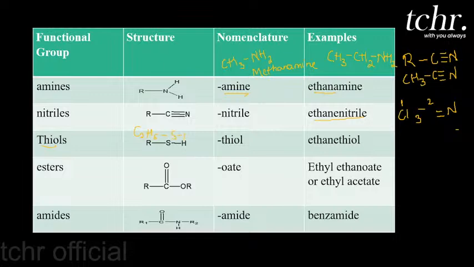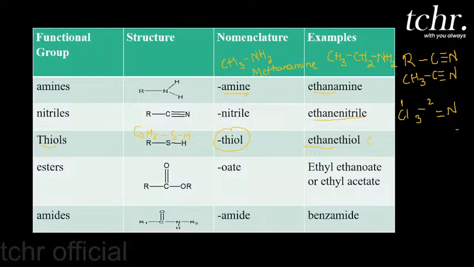C2H5SH. So now how to name this? It is a sulfur-containing compound. I told you the suffix should be thiol. So C2H5 means how many carbon atoms? 2 carbon atoms means it is ethane, and in the suffix what do you add? Thiol. So it is ethanethiol. Is that clear? So thio means any compound containing sulfur.